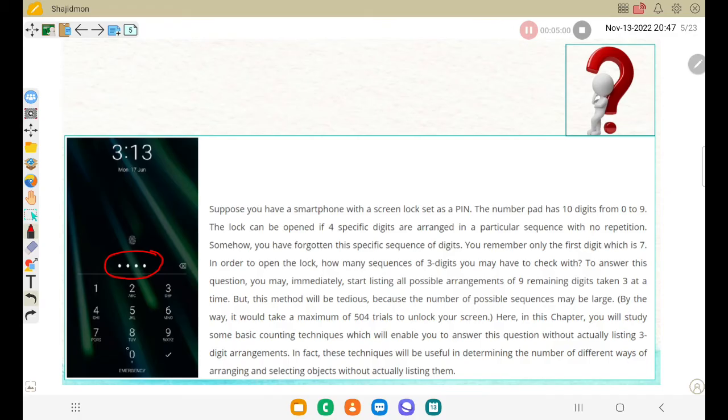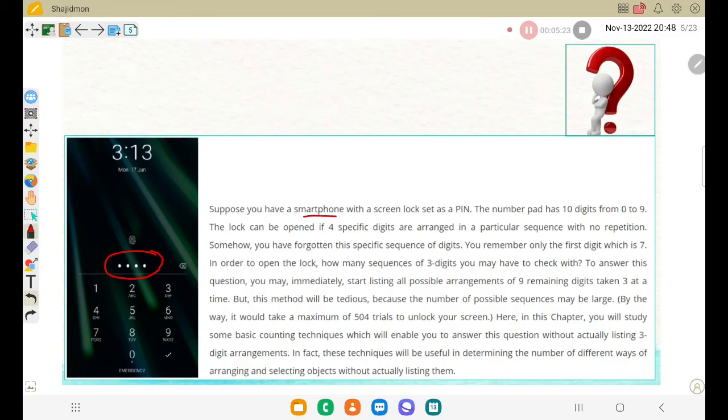What are the numbers? Usually we are getting 0 to 9: 0, 1, 2, 3, 4, 5, 6, 7, 8, 9, correct? These 10 digits will be there, including 0. Out of these 10 digits, how many passwords can I create? How many ways can I create the password? This is another idea we are studying in this module. How many ways can we choose the password?